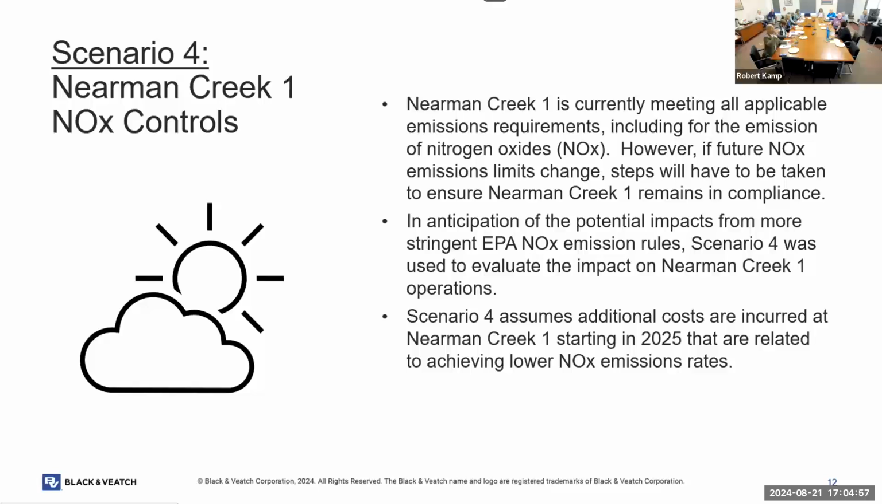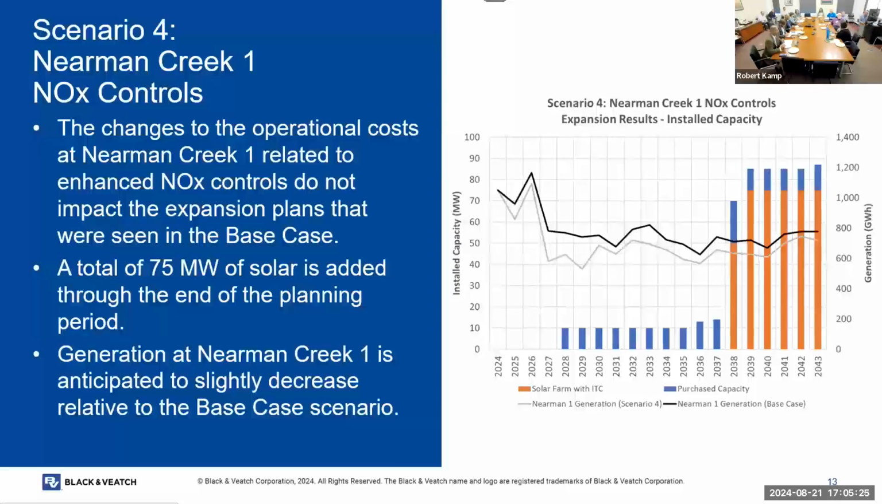And the cost of remaining in compliance is going to require additional money to be spent to operate Nearman 1 in a slightly different fashion. So this scenario assumes that these additional costs are incurred starting in 2025. And again, it's all related to achieving lower NOx emission rates. Next slide, please.